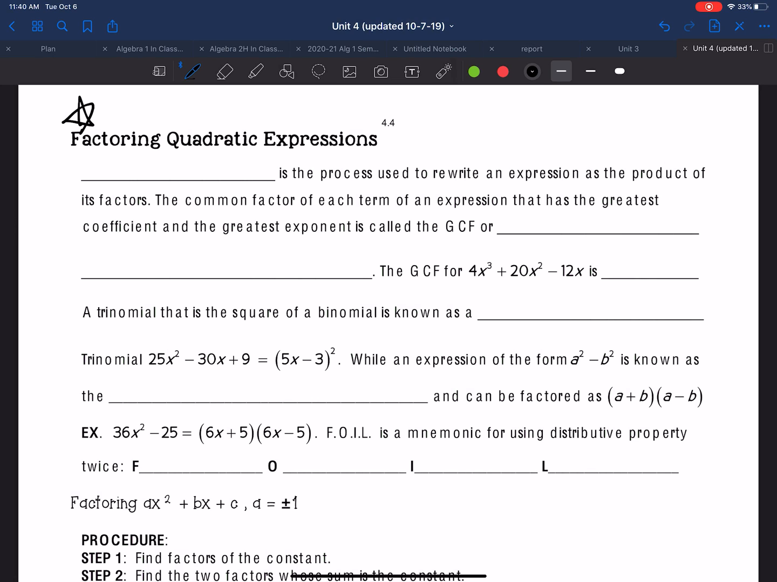First of all, what is the definition of factoring? Well, I know that factoring is the process used to rewrite an expression as the product of its factors. The common factor of each term of an expression that has the greatest coefficient and the greatest exponent is called the GCF, or in other words, the greatest common factor.